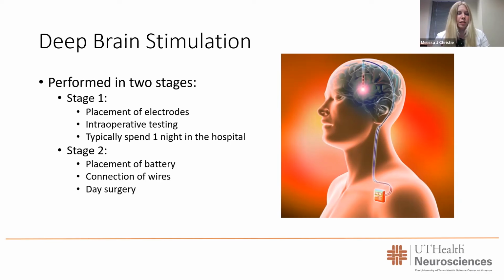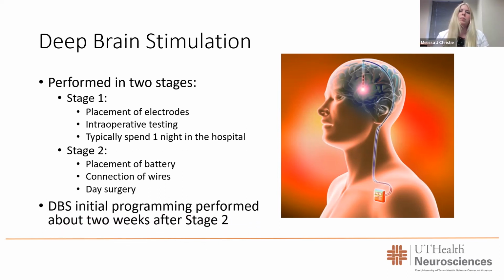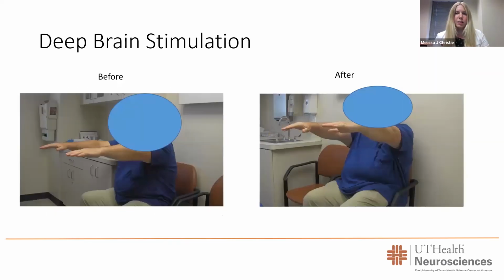So this whole process, even though it sounds really big, usually you just spend one night in the hospital. Then about 4 weeks after the first stage, or 2 weeks after the second stage, is usually when you come back to your neurologist's office to get the system turned on and programmed. The system is able to be programmed over time with adjustments made. So as symptoms change over time, your neurologist can also adjust your deep brain stimulation settings.